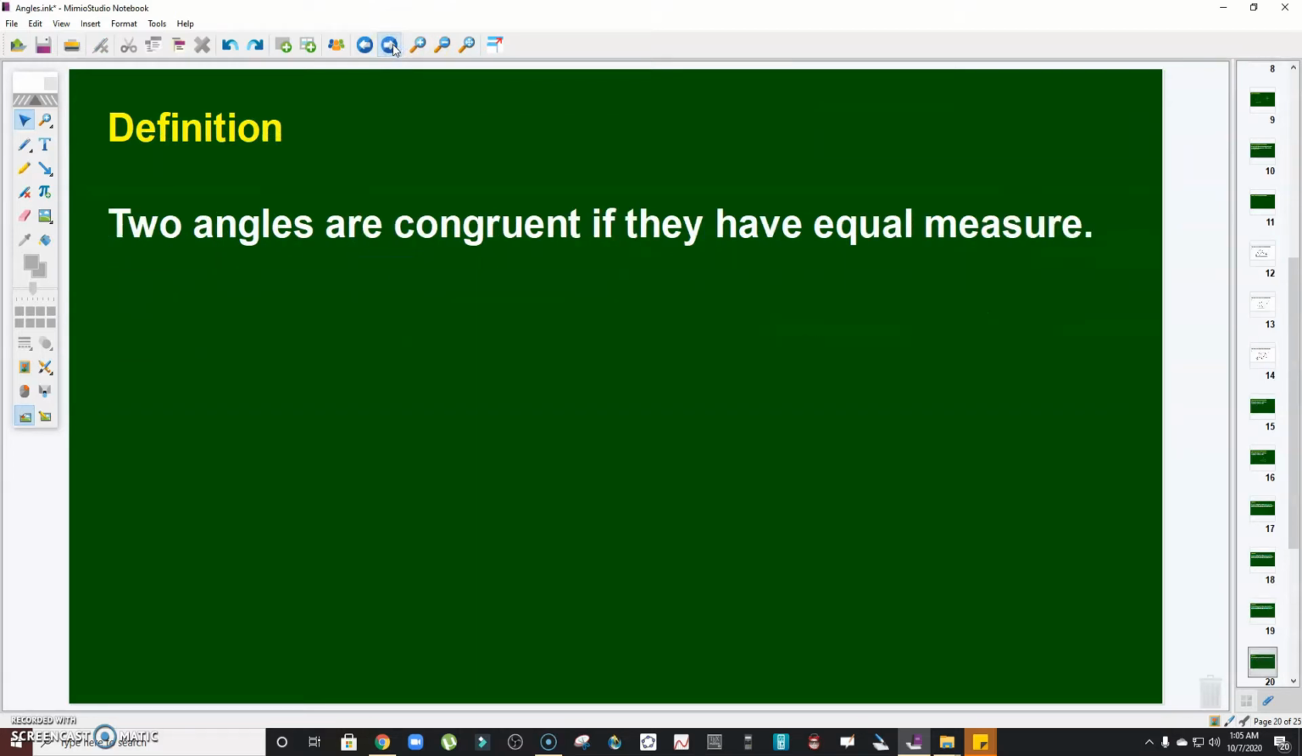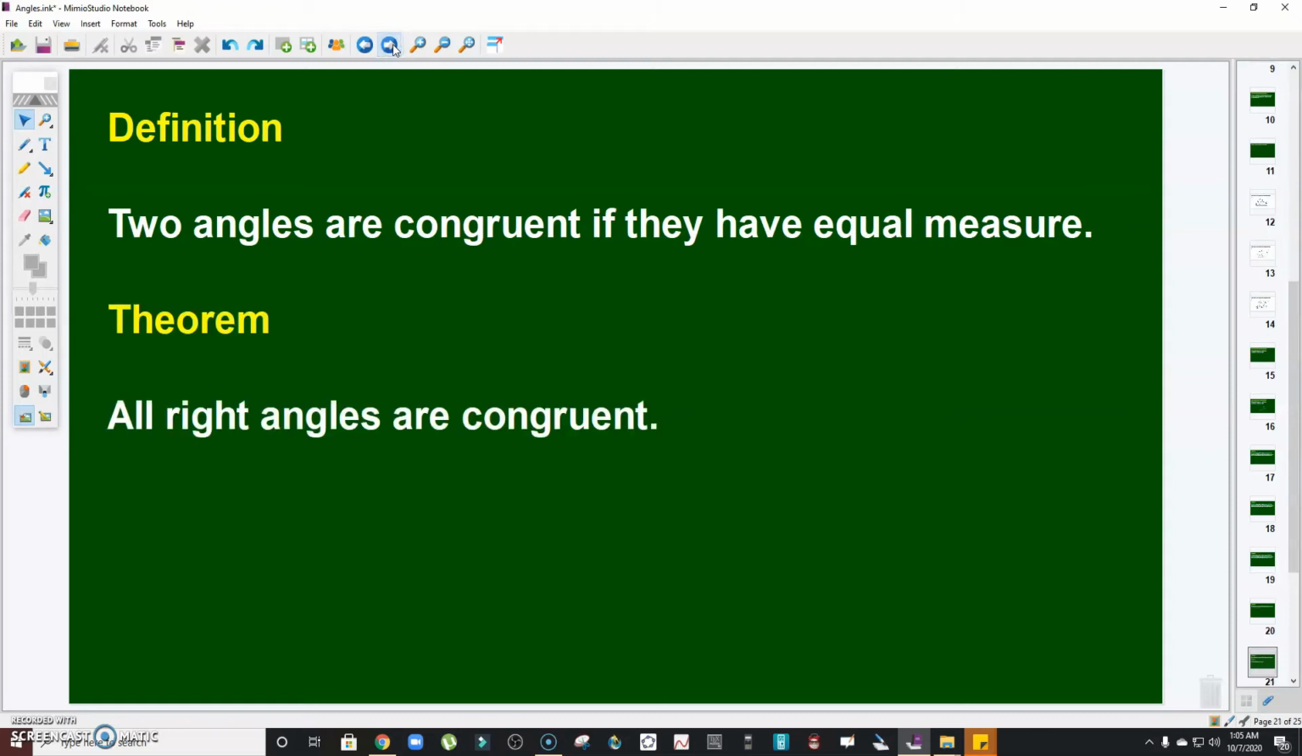Next definition: two angles are congruent if they have equal measure. So when the measurements of the angles are the same, they are congruent.